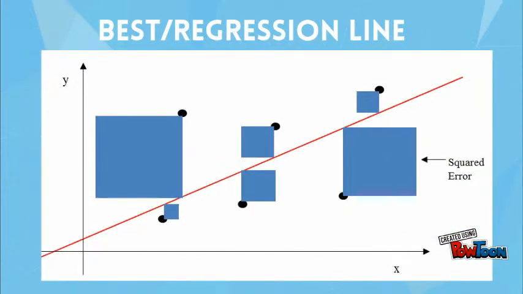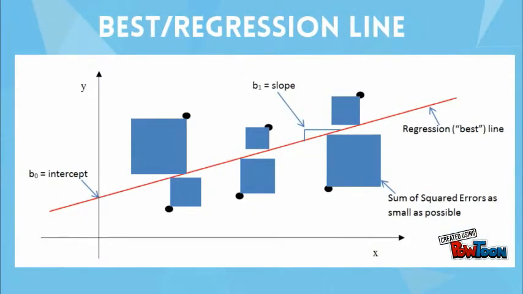And to ensure that these don't cancel each other out and make the total distance seem smaller, we square each error and sum them all up. This so-called sum of squared errors measures the total distance of the points to the line. The best line, that is the regression line, is the one that makes this sum of squared errors as small as possible. The slope and intercept of this line can be found using formulas based on sample x and y values, but are usually calculated using software.